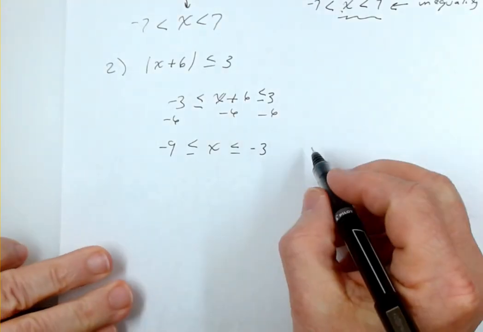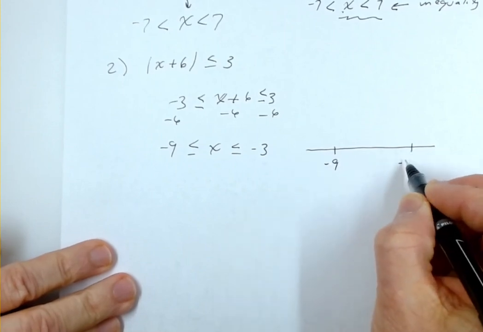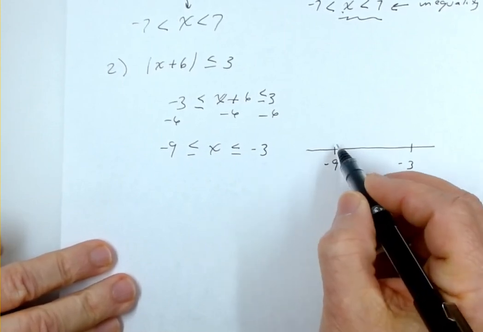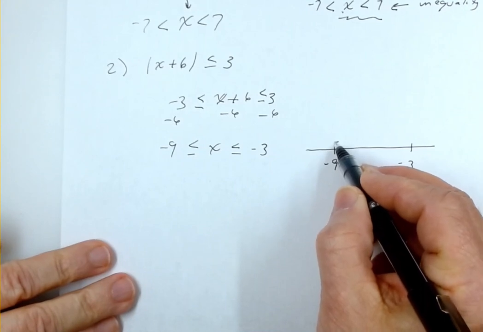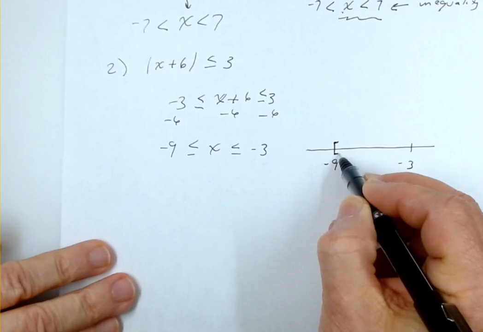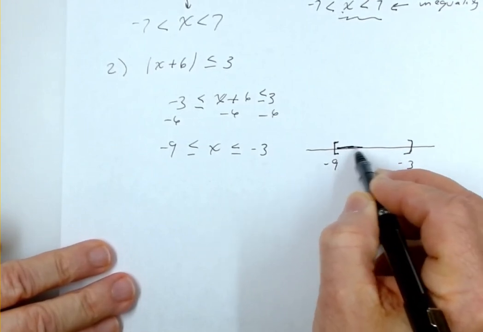So if you were to graph this, it would look like this. So here's negative 9, here's negative 3. I'm going to go ahead and use brackets. We're using brackets because of the equal sign. So bracket going to the right, bracket going to the left, and you're shading in everything.